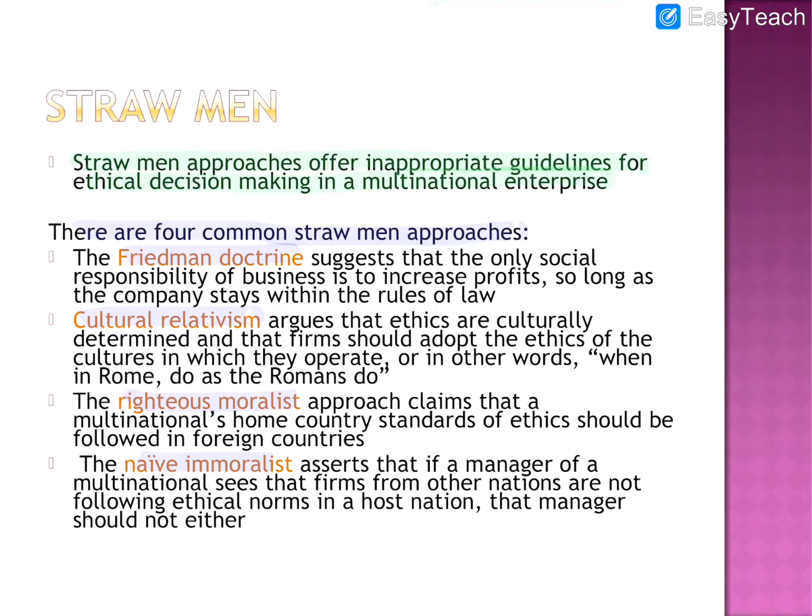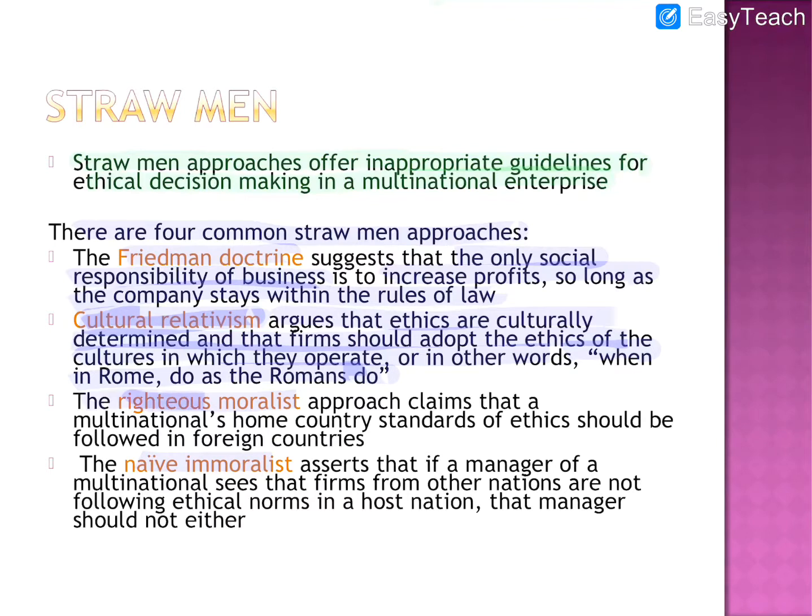The Friedman doctrine suggests that the only social responsibility of business is to increase profit, as long as the company stays within the rules of law. Just increase the profit as long as you follow the rules. That's the Friedman doctrine. Then cultural relativism argues that ethics are culturally determined and that firms should adopt the ethics of the culture in which they operate, in other words, when in Rome, do as the Romans do. So you must follow the country in which you want to open the business. If you open a business in Malaysia, do as a Malaysian.